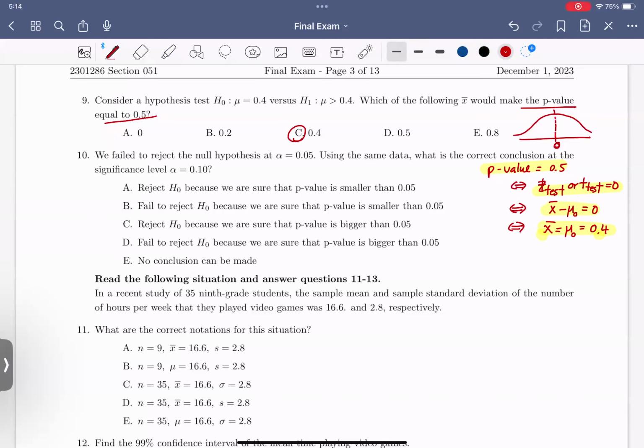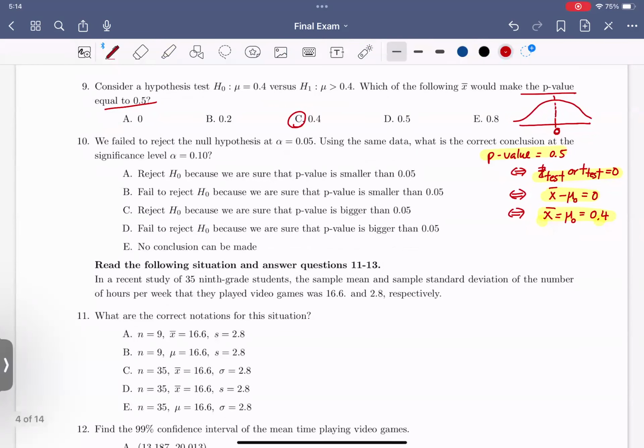Question 9 is the one where you have to think through so many steps, and you have to be super good at the definition of the p-value to understand this question. All right, question 10. We fail to reject the null hypothesis at alpha equal to 0.05. If you use the same data, what is the correct conclusion at the significance level 0.1?